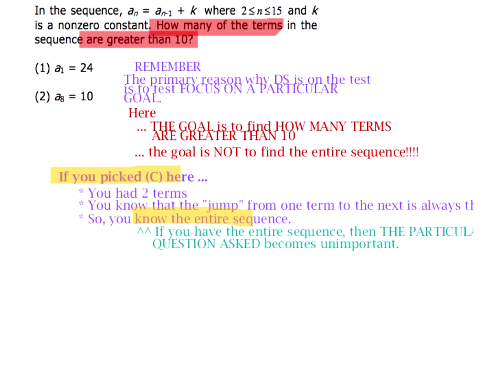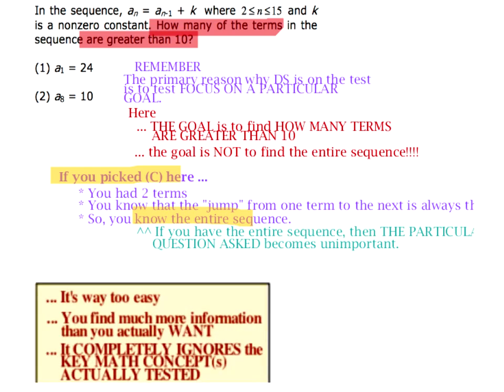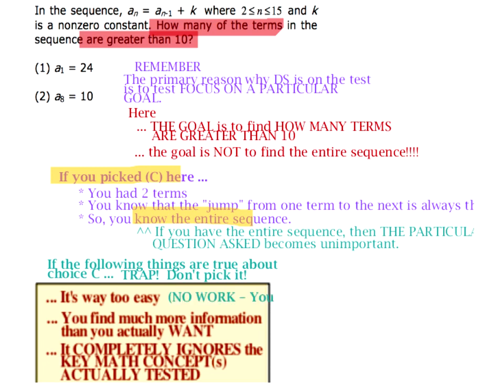So here's a graphic from last session if you saw it. If you didn't see it, you might want to go to the archive and check it out. But if the following things are true about choice C, then it's a trap, don't pick it. It's way too easy. That means that there's literally no work. You can see right away.